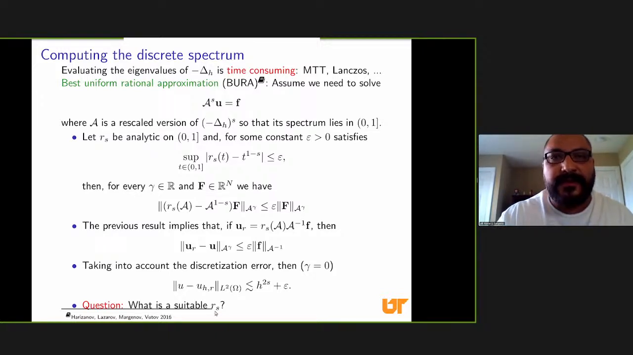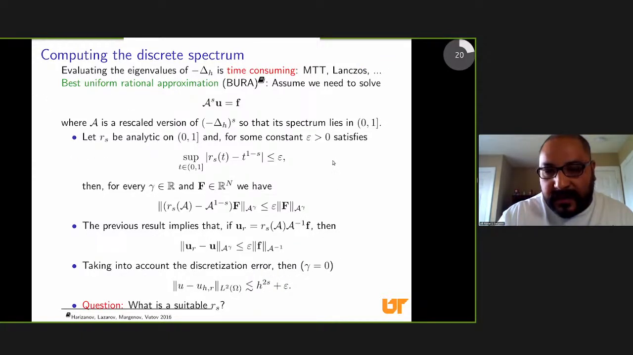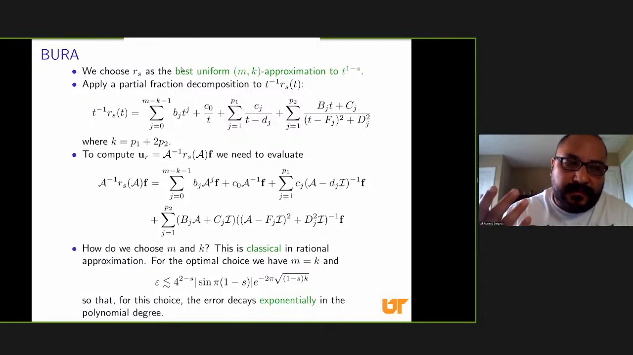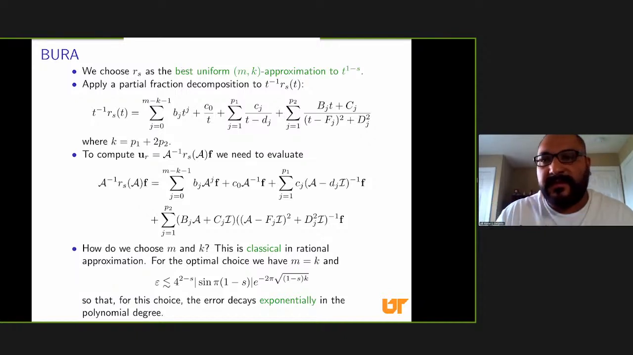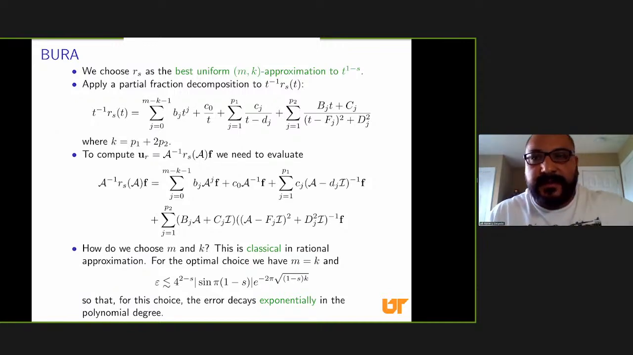And that's the point of best uniform rational approximation, because here you have a uniform approximation, and so your function R is going to be a rational function. And a rational approximation is a topic that is very well known, very well developed. So the point is you're going to choose this R_s to be the best uniform rational approximation. M and K are the degrees of numerator and denominator of this function. How to find this is very well known. How to find the coefficients of this rational approximation is well known.